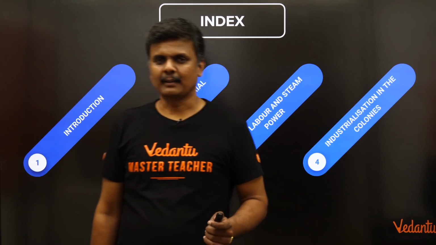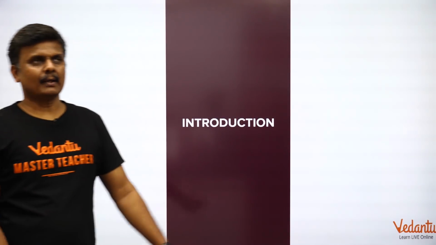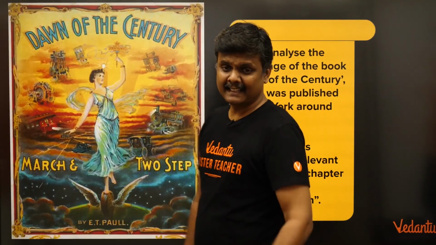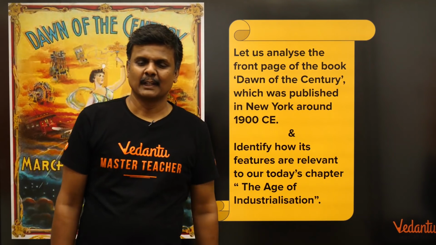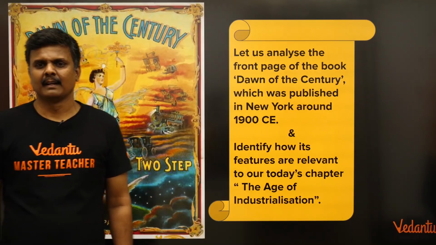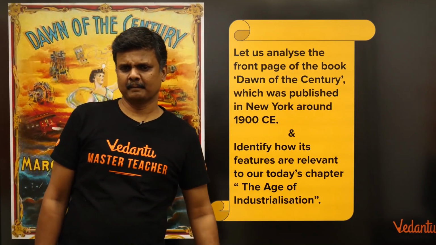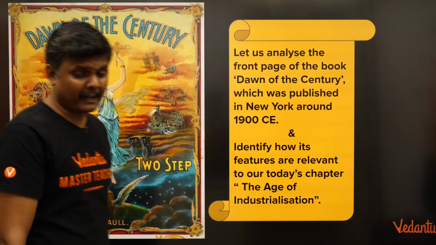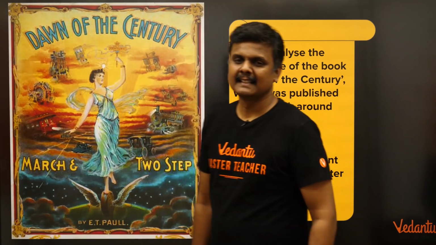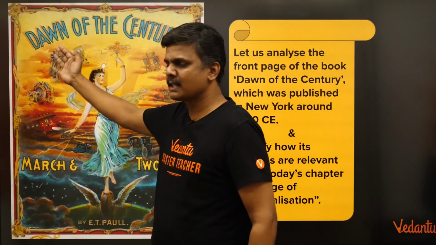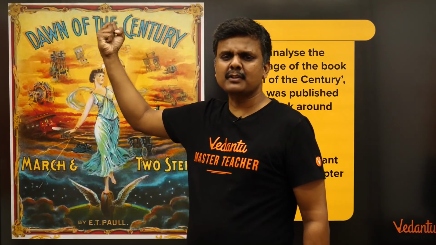All right, awesome. So, introduction. I think this is a picture which you would have seen in your textbooks, right? Dawn of the century, very famous picture. Why is this picture important? What is this picture signifying, my dear students? If you look at it, it is signifying the different machinery. It is nothing but the age of industrialization.